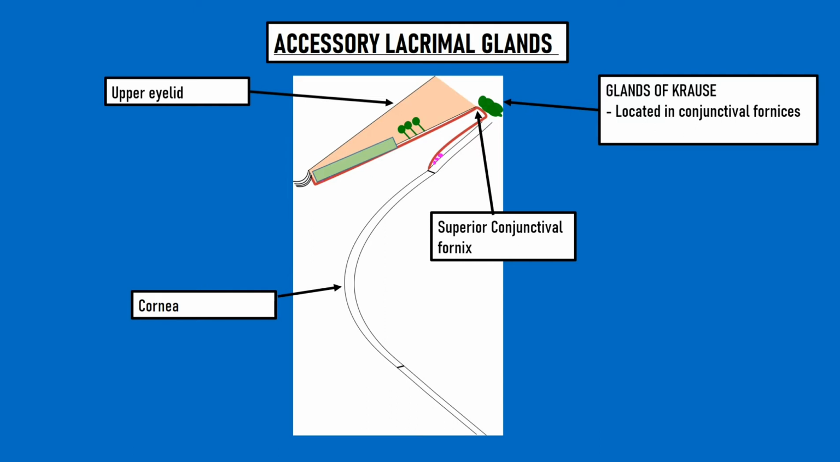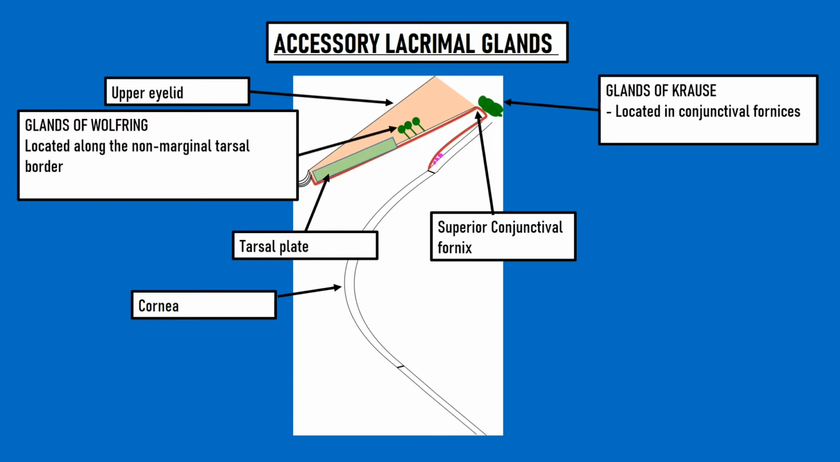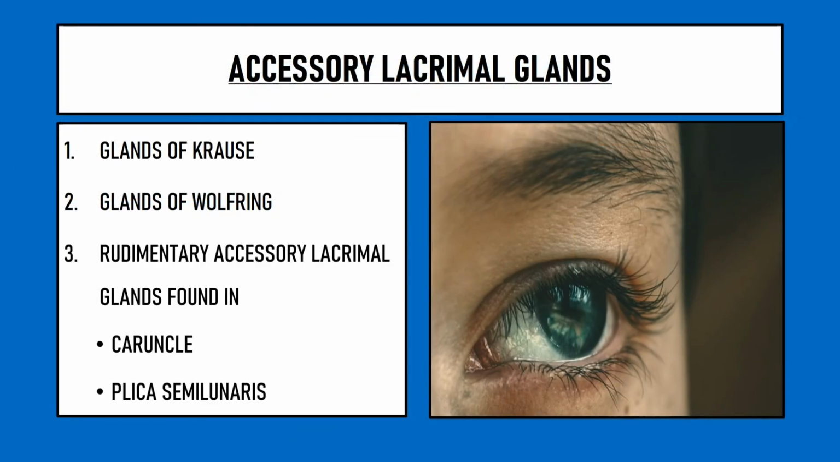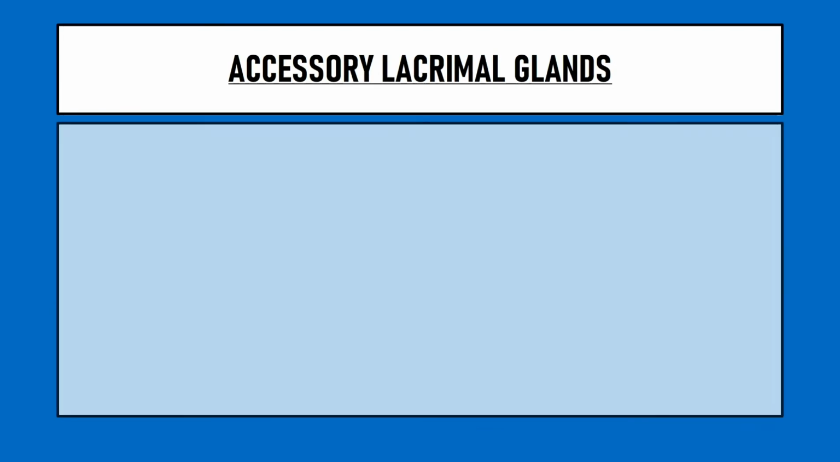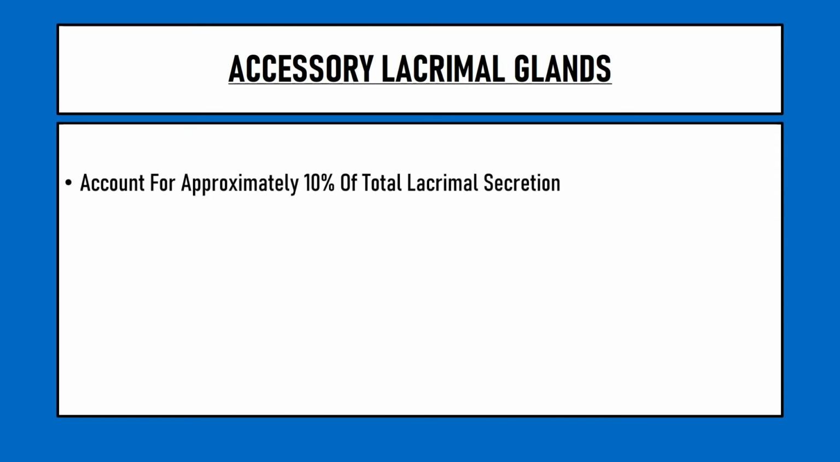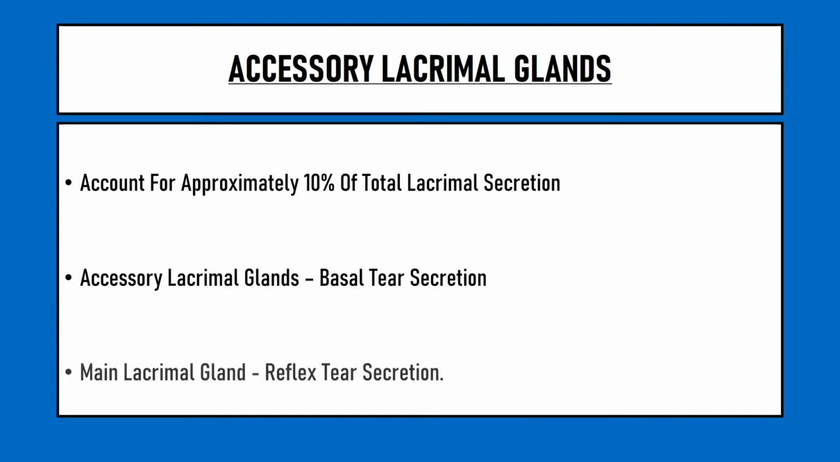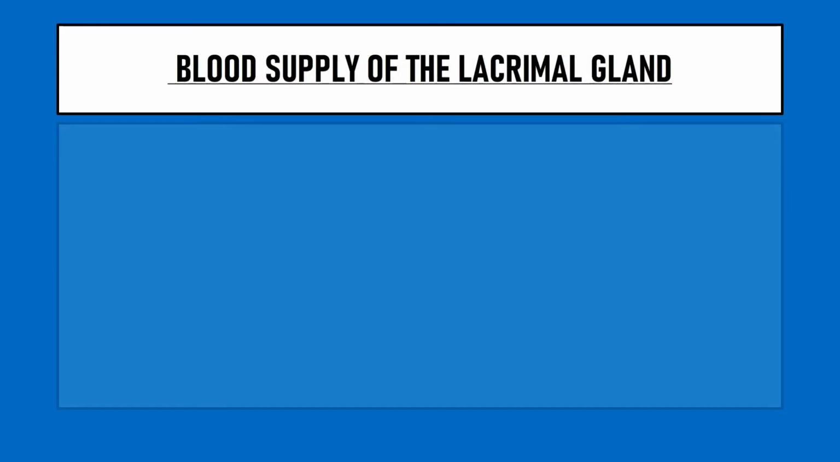conjunctival fornix. Glands of Wolfring are present along the upper border of superior tarsal plate and the lower border of inferior tarsal plate. Few rudimentary accessory lacrimal glands are also found in the caruncle and the plica semilunaris. Accessory lacrimal glands account for approximately 10% of total lacrimal secretion. It is widely believed that accessory lacrimal glands contribute to basal tear secretion and the main lacrimal gland is responsible for reflex tear secretion.